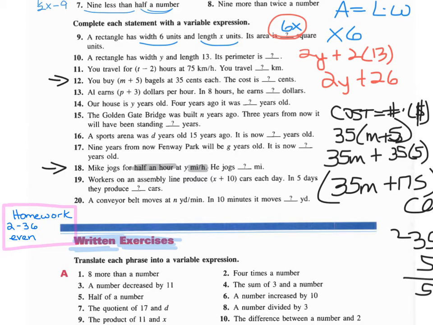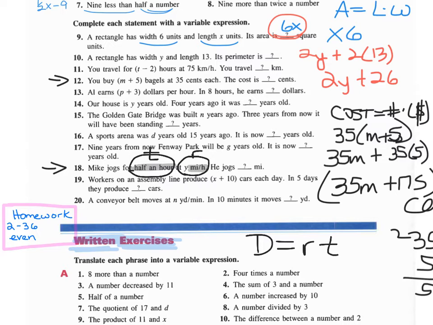Okay, so how could you represent half an hour in your formula? You could either do it as half, or what else could we do? What would be your expression here? Remember, the formula for distance is rate times time. So what would be my expression here? Remember, the rate is this. When you see miles per hour, that's my R, and here's my time.